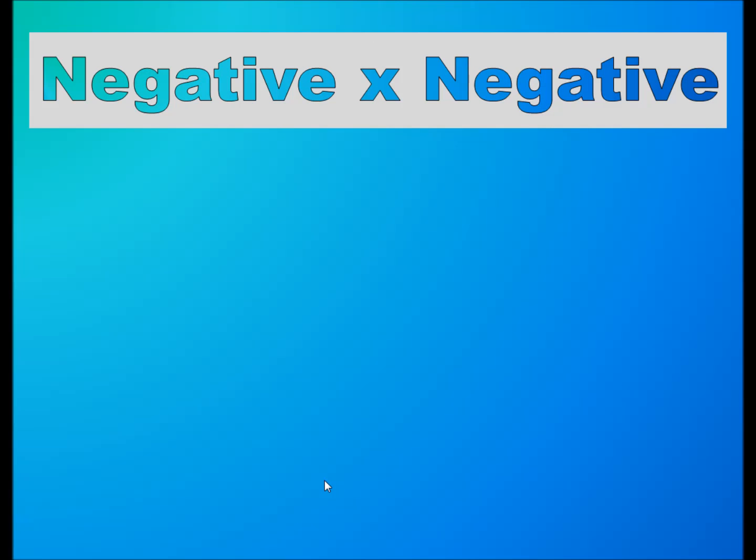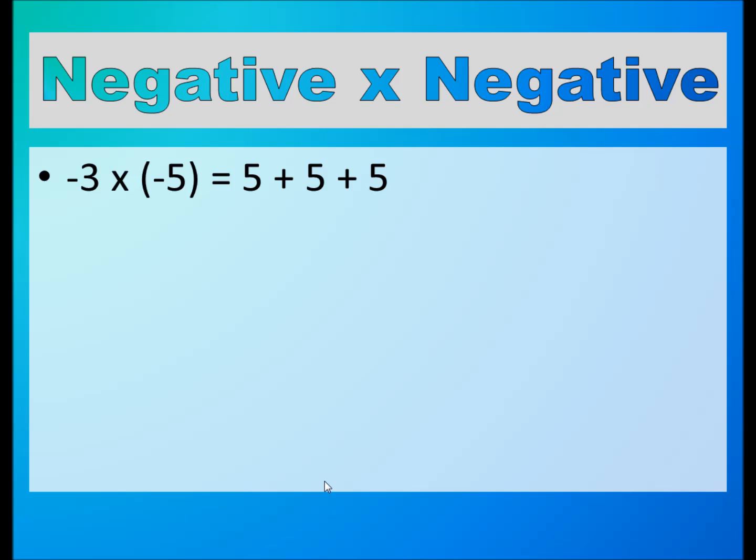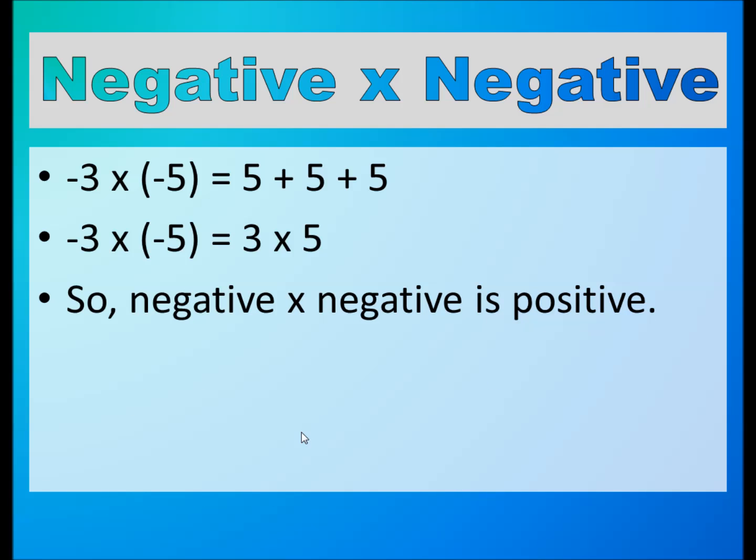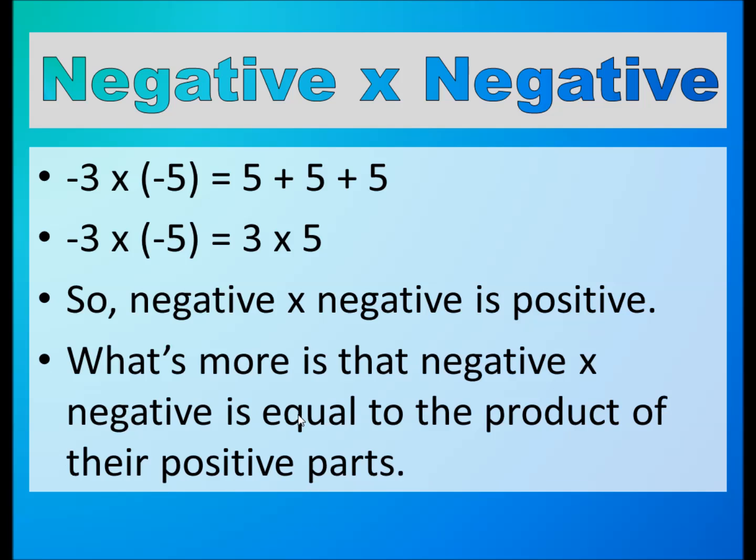So we just showed that negative 3 times negative 5 is equal to 5 plus 5 plus 5. 5 plus 5 plus 5 is the definition using repeating addition of 3 times 5. So, negative 3 times negative 5 is equal to 3 times 5. So, negative times negative is positive. What's more is that negative times negative is equal to the product of their positive parts. The product is the answer you get when you multiply numbers together.